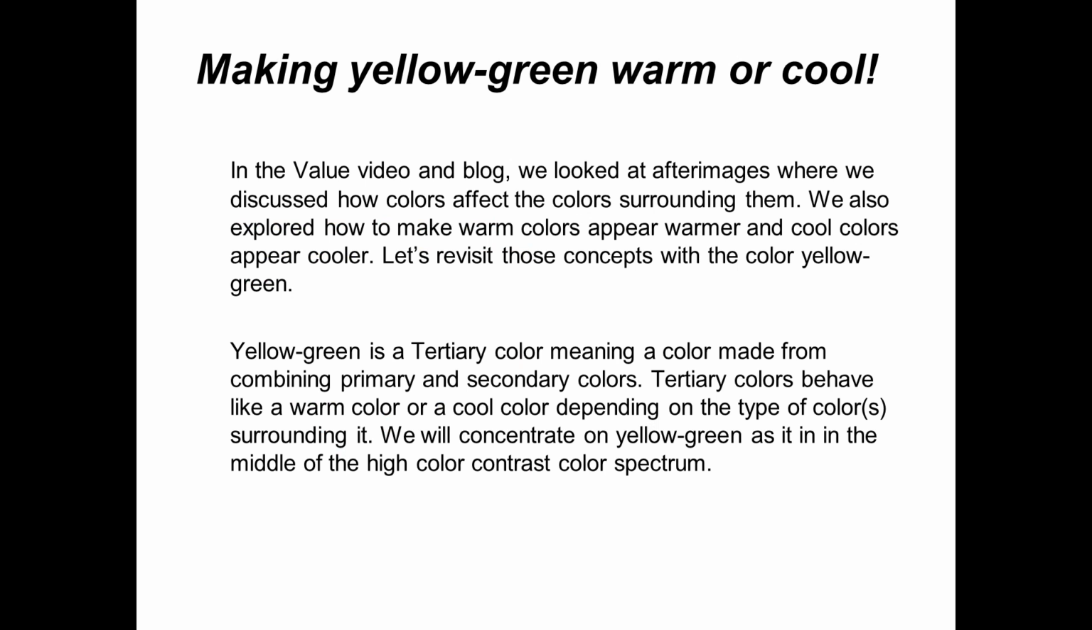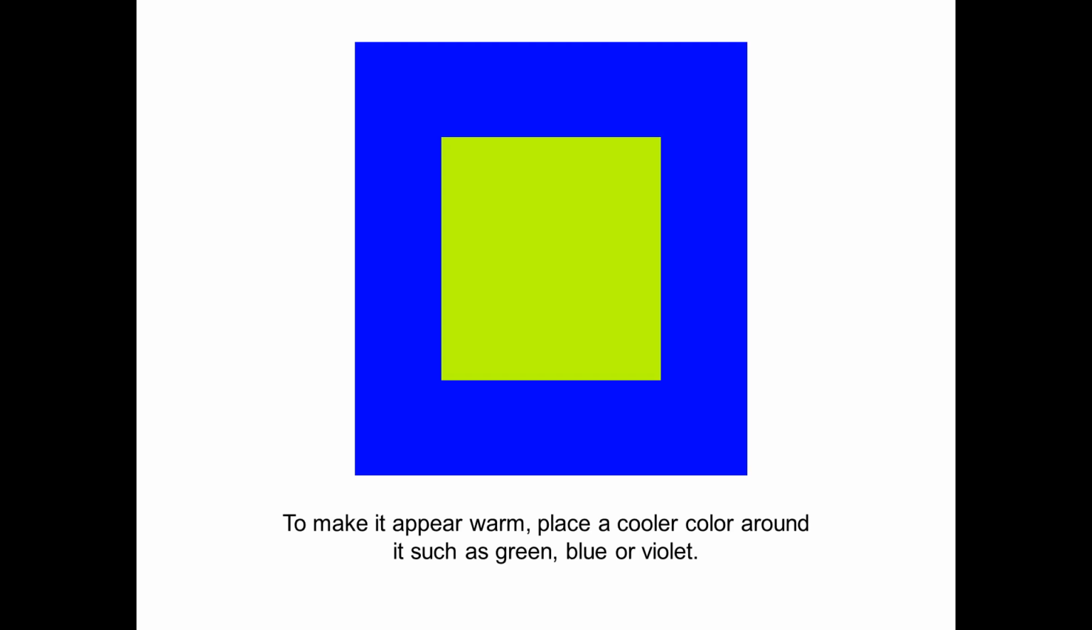Yellow-green is a tertiary color, meaning a color made of combining secondary and primary colors. Tertiary colors behave like warm colors or cool colors depending on the type of colors that surround it. We'll be concentrating on yellow-green as it's really right in the middle of that contrast color spectrum. So, to make a color appear warm, place a cooler color around it, such as green, blue, or violet.